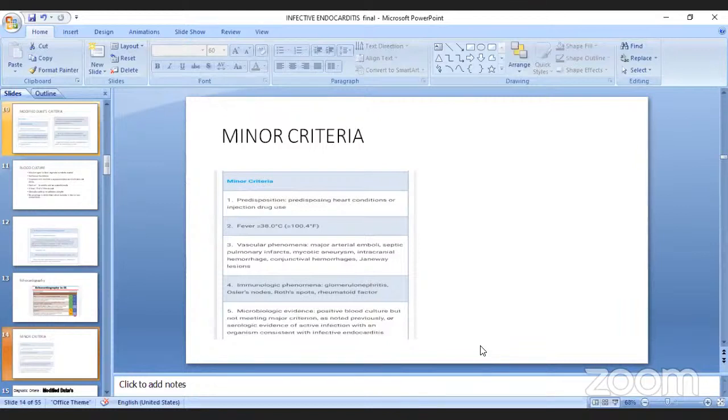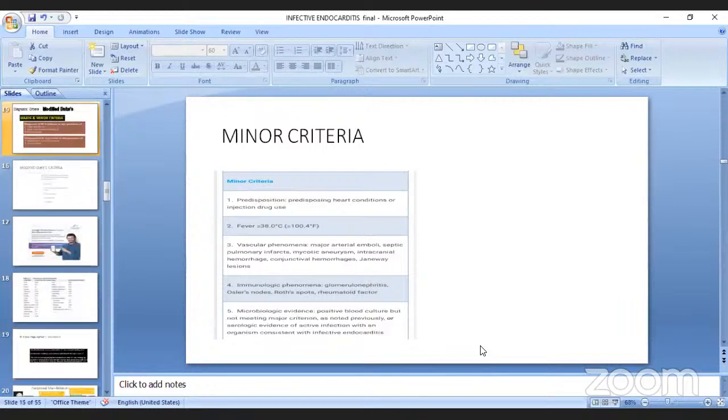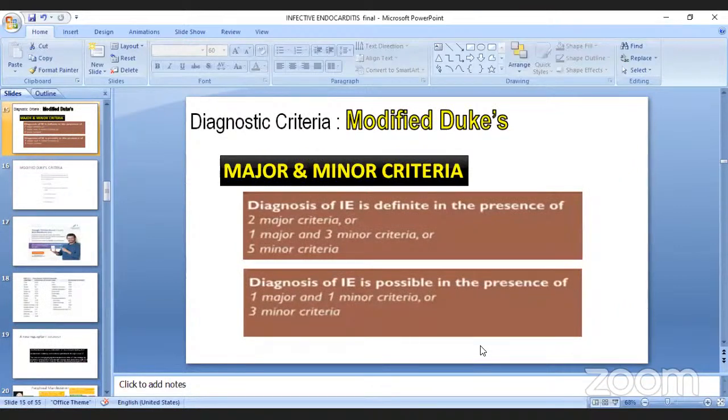Now that you know the minor criteria also, what does the diagnostic criteria say? When will I say that this is definitive infective endocarditis? I will say that it is definitive infective endocarditis when at least two major criteria are there, or one major and three minor criteria, or five minor criteria are present. Again, I'll repeat it: two major criteria, or one major and three minor criteria, or five minor criteria.